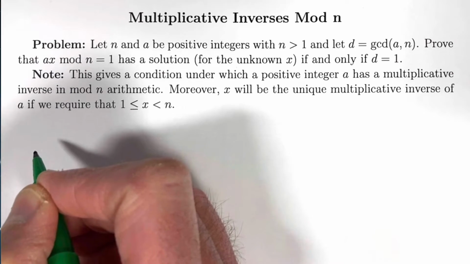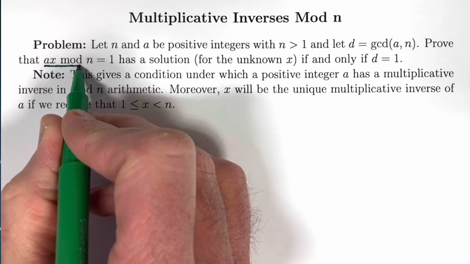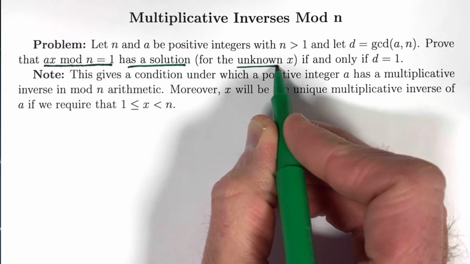Modular arithmetic equations have applications in cryptography. They're also kind of wild and fun. In this problem, we're trying to prove a condition under which the equation a times x mod n equals 1 has a solution for the unknown x.